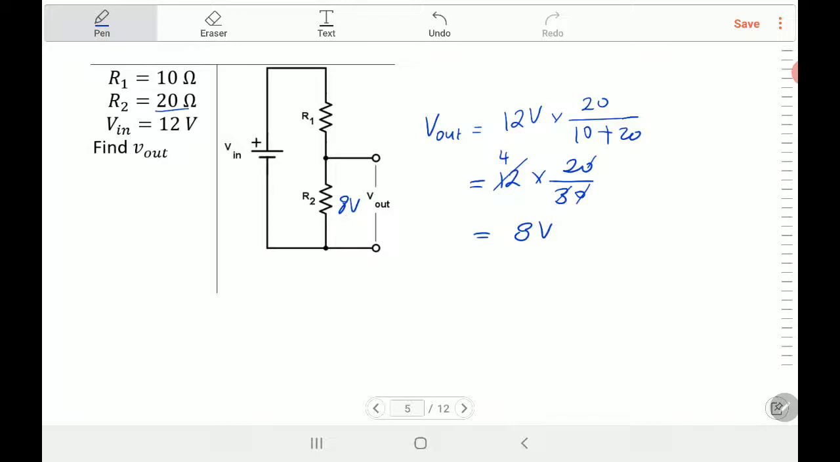Obviously if this is 8 volts, and the voltage supply is 12 volts, you will have here 4 volts, because the total voltage will be equal to this one according to Kirchhoff voltage law.